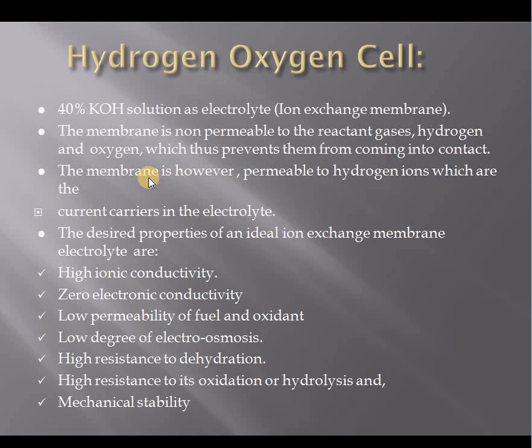Okay. See what it is saying. So 40% KOH, that is potassium hydroxide, is the electrolyte, and the membrane you are using is not permeable to the reactant gases, hydrogen and oxygen, which thus prevents them from coming into contact. So the current carriers are in the electrolyte. So the hydrogen ions are the current carriers here. Now properties of ion exchange membrane.